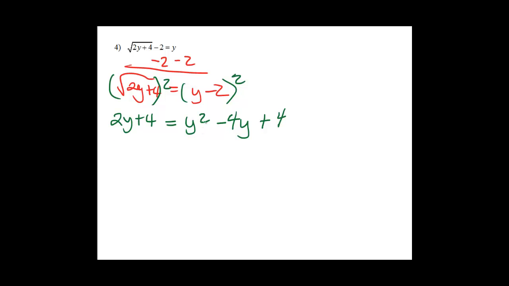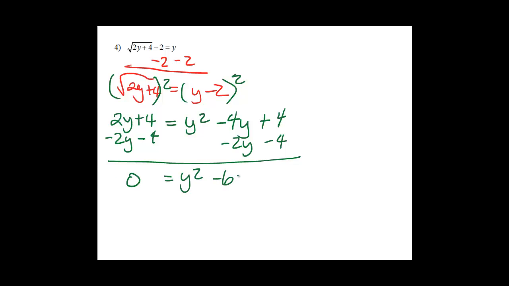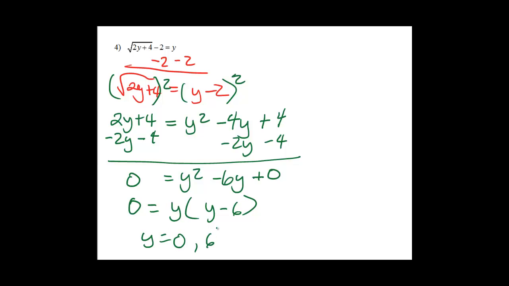I'm going to isolate. I have that second power there, so I know I'm going to have a quadratic, so I'm going to subtract 2y, I'm going to subtract 4, and here I'll have 0 on this side, y squared minus 6y, and then plus 0. So this is similar to the last one we did, so we'll have 0 equals y times y minus 6. y equals either 0 or 6. So we'll be checking that one.